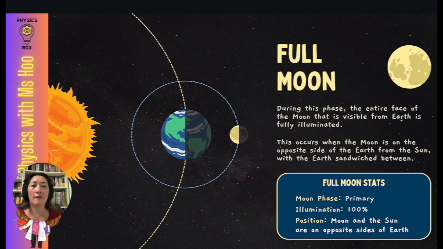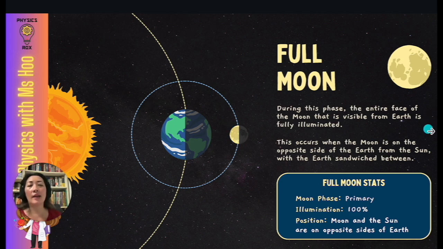So during this phase, the entire face of the moon that is visible from Earth is fully illuminated. This occurs when the moon is on the opposite side of the Earth from the sun, with the Earth between the sun and the moon. So the moon now can be fully seen because this entire face is now illuminated by the sun, as you can see.